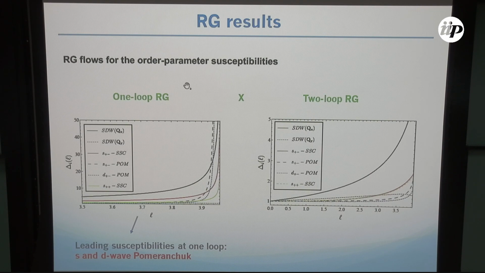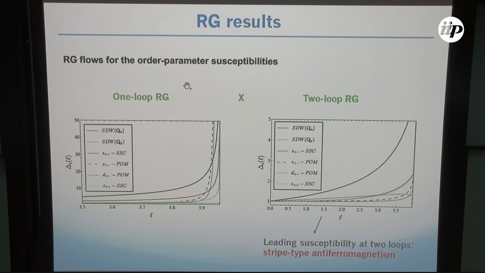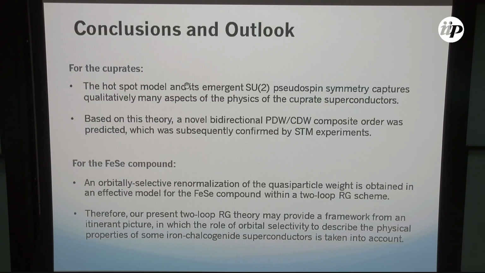But as we include higher-order fluctuations and also the two-loop self-energy effect, the flow of the susceptibilities changes dramatically. As you can see here, the leading instability becomes stripe-type antiferromagnetism. And this is, of course, very important. What that means is, at least in this model, the origin of nematicity is antiferromagnetism and not Pomeranchuk instability. But this is, of course, a calculation, and I'll come to my conclusions here.